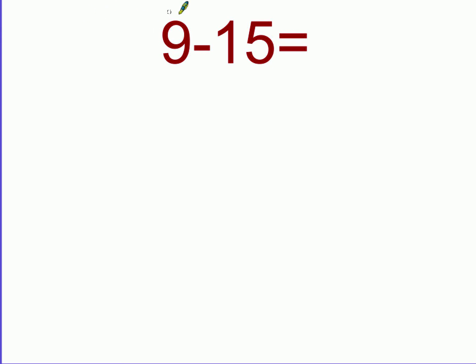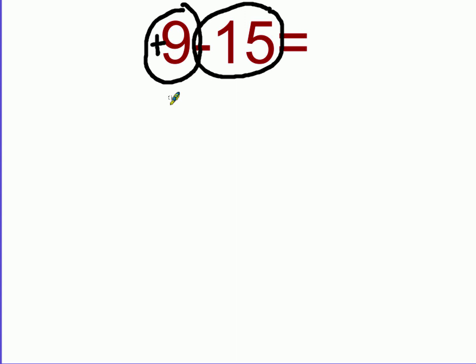Another practice problem. In this problem, we have 9 superheroes and 15 villains. Now, I know these are superheroes because any number that has no sign in front of it has an invisible plus sign. So here we have 9 superheroes and 15 villains. So again, I want you thinking before you solve the problem, who's going to win this battle? What are we going to be left with at the end?